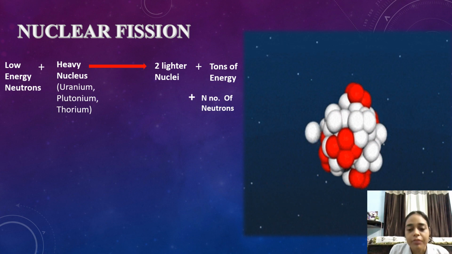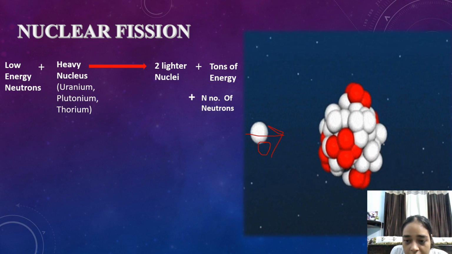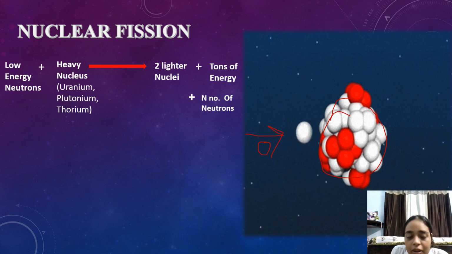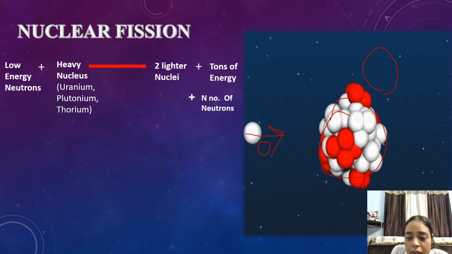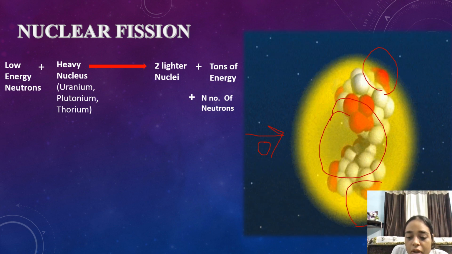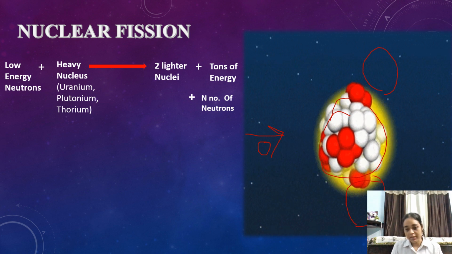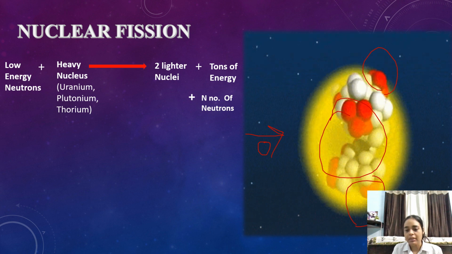So this is the nuclear fission that takes place. Firstly, the small neutron is coming from this side, colliding with this larger nucleus to split it up into two lighter nuclei. As you can see, one nucleus here and another nucleus here, it's forming two small nuclei, plus the spark, that is the energy, tons of energy is released. Along with that, some neutrons are also released to balance out this reaction.